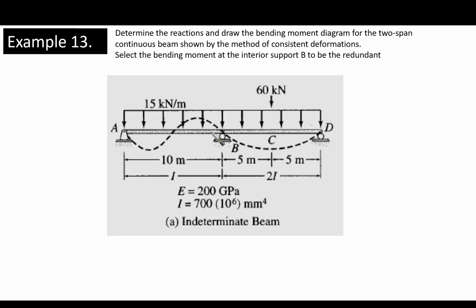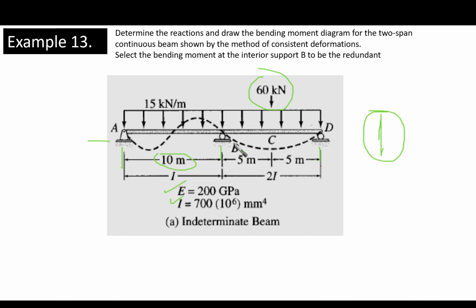As you can see, we have here two equal spans, 10 and 10, and we have a distributed load of 15 all over the spans, a 60 kilonewton concentrated load at the middle of span BD, and a concentrated load at C. E and I, the inertia, are given to us. At the same time we have 1, 2, because it's a hinge, 1, 2, 3, 4 unknowns. This means that we have a once statically indeterminate structure.